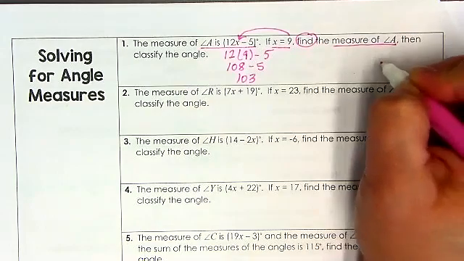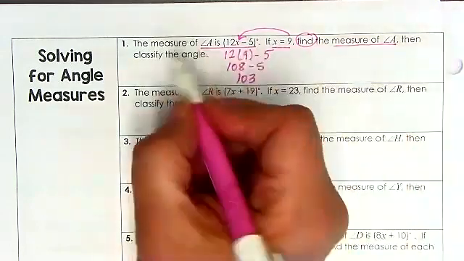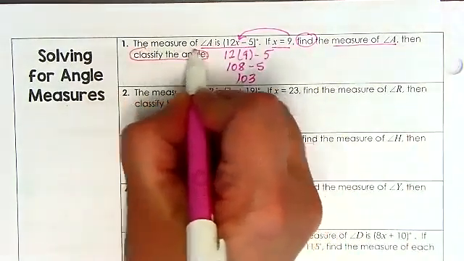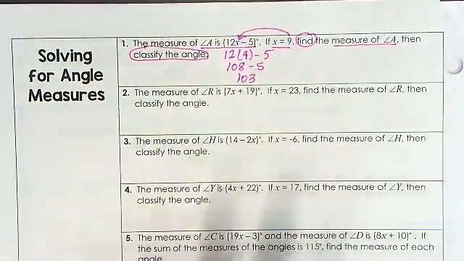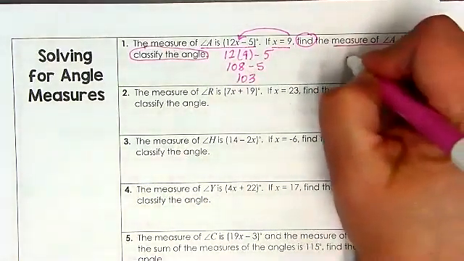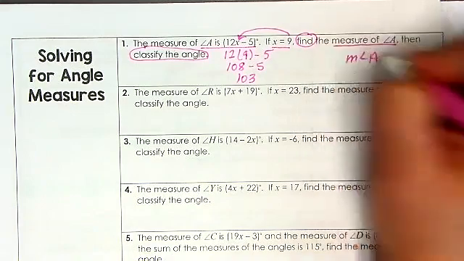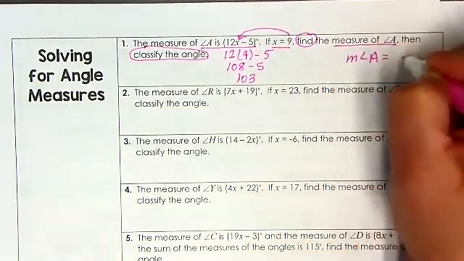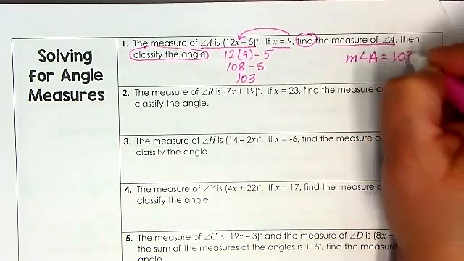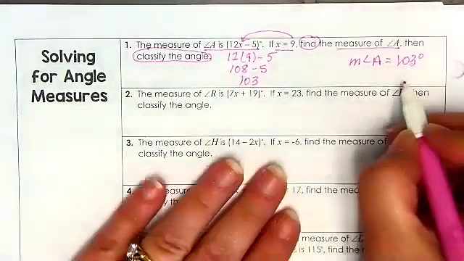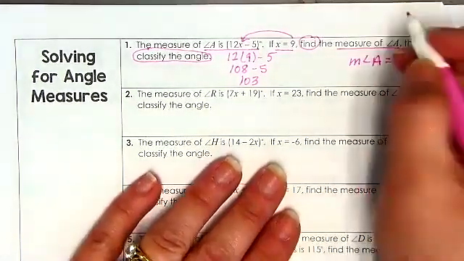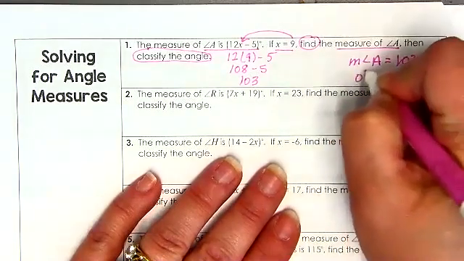So the way that I write my answer, oh, I forgot, we also have to classify the angle. Gotta always read the entire question, or we would have missed half of that. So we have the measure of angle A equals 103 degrees. Well, because it's 103 degrees, that's more than 90, so therefore this is obtuse.